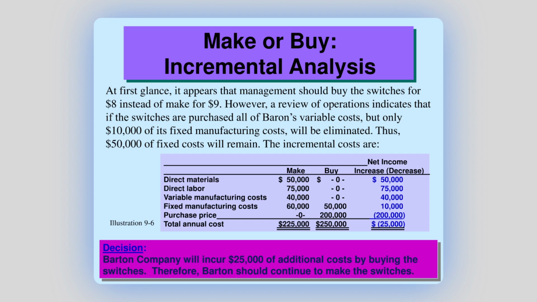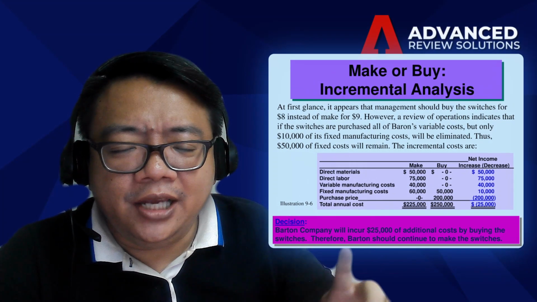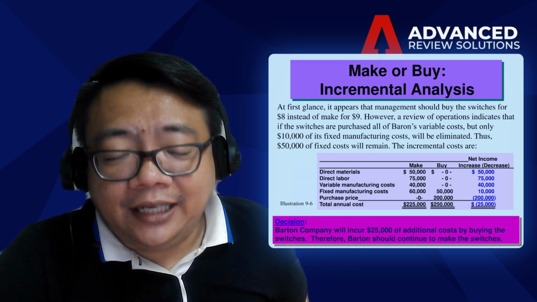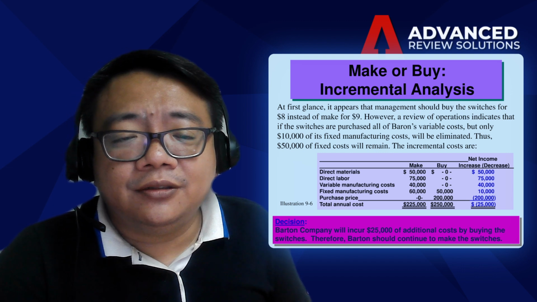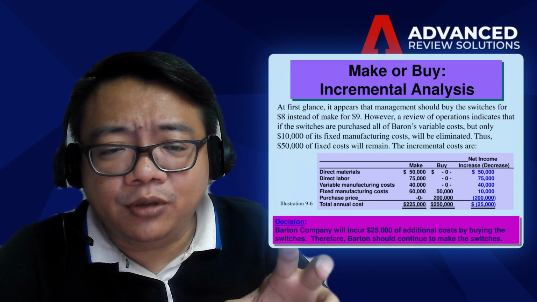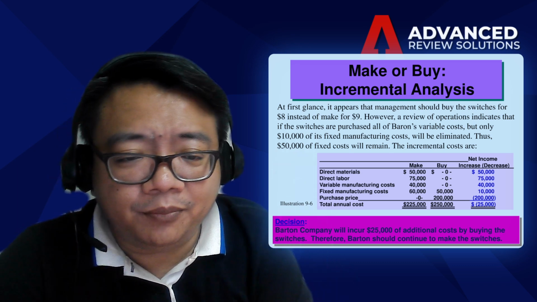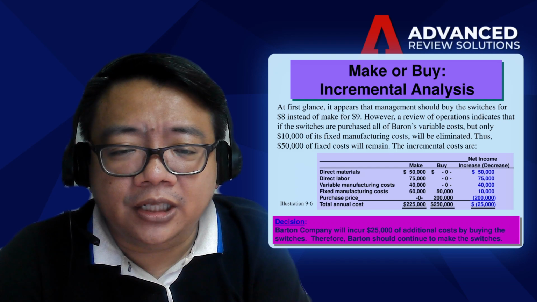However, the review of operations indicates that if the switches, okay, are purchased, all of Baron's variable costs will be eliminated. So, wala kang variable cost. But only 20,000 naman of your fixed manufacturing overhead will be eliminated. Ano nga sinasabi ko kanina, class? If it will change, it is relevant cost. So, the relevant cost is only the variable cost. Yung fixed cost, yes, pero yung 20,000 lang. Because the 20,000 will change.